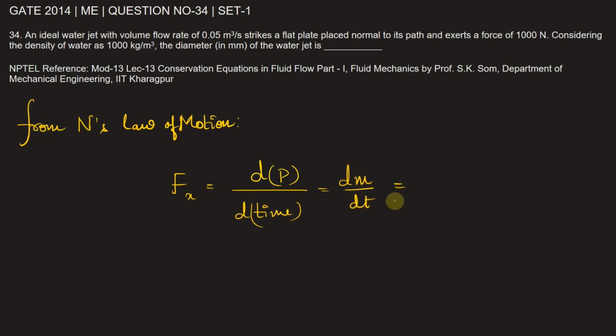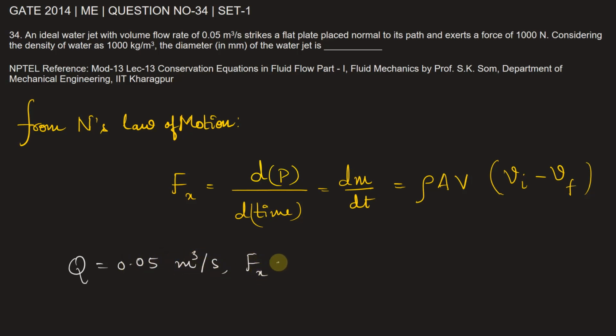So this will be, now according to the conservation law, the momentum equation of fluid, we can write rho a v into initial velocity minus final velocity. So in the problem we are given the flow rate is 0.05 meter cube per second. Now force in x direction is 1000 Newton. Density of fluid, that is water, is also given. If it's not given, we can take it as 1000 kilogram per meter cube.